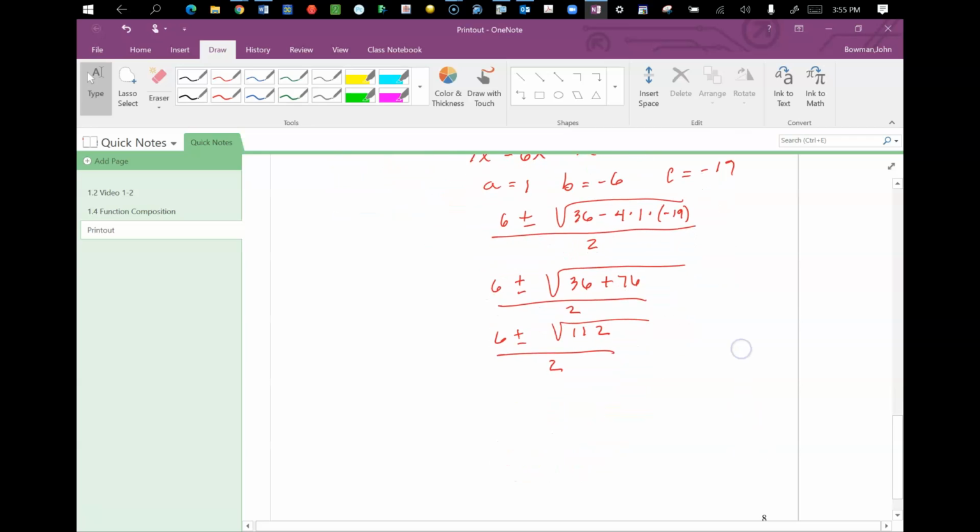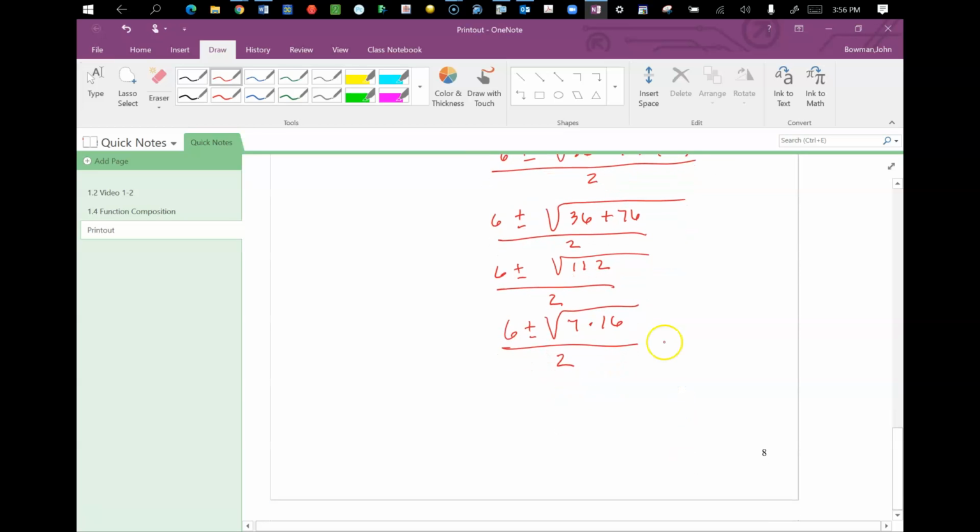Now I've got to see if I can factor out a perfect square out of 112. After a little bit of experimenting, you can probably figure out that you can factor out 16. So 7 times 16 gives us 112 divided by 2. So we can now write this as 6 plus or minus 4 root 7 all divided by 2. Remember, you can only cancel out what you can factor out of the numerator and denominator. So you can factor a 2 out of the numerator and denominator, so you get 3 plus or minus 2 root 7 all divided by 2. The 2's cancel out, so you get zeros of 3 plus or minus 2 root 7.